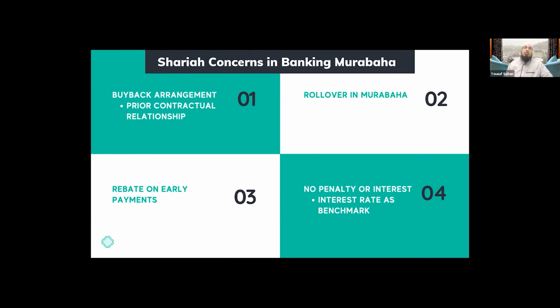Just like we cannot charge a penalty because of late payments, we cannot contractually give a rebate for early payments. Yes, if the customer pays early and, without any prior contractual agreement, the bank at its own discretion gives a rebate, that is a different thing. But whenever we make it a contractual clause, this is where it becomes akin to riba.